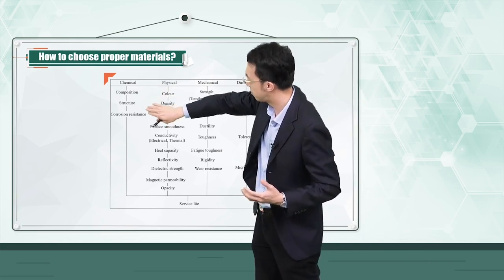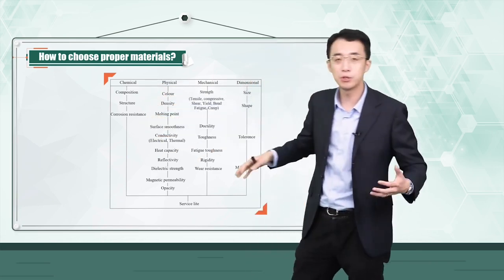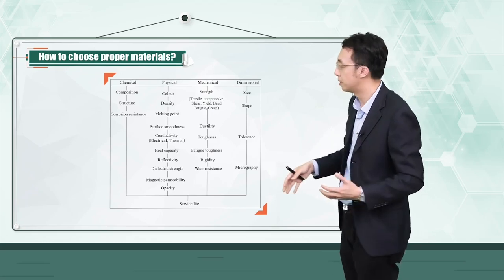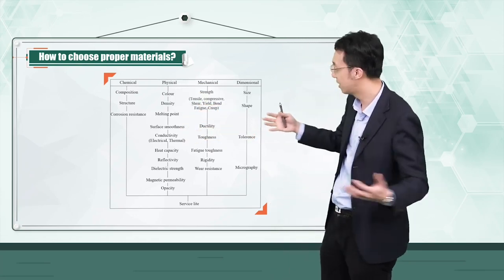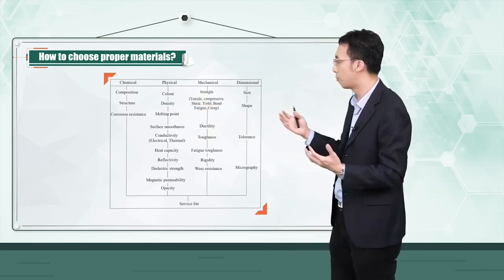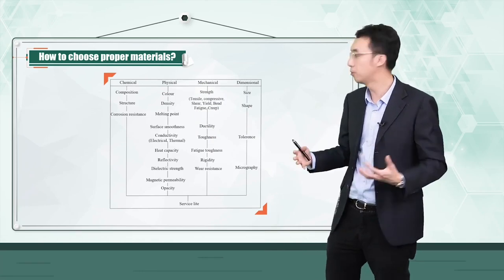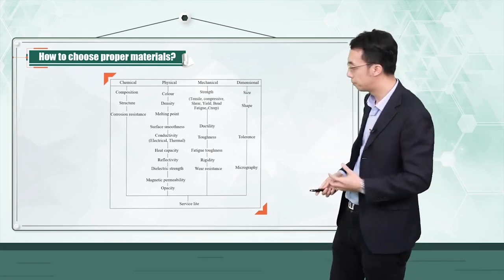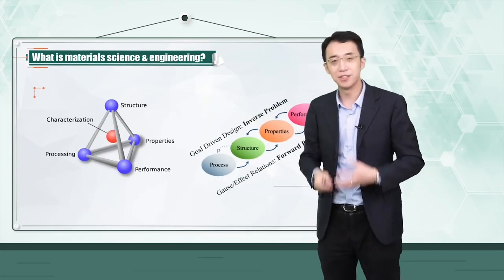Okay, so how to choose materials? Materials have a lot of properties, and for a particular application, you really need to consider the combination or the comprehensive properties. For example, you may need to consider the chemical properties, such as its composition, its structure, its corrosion resistance, and you also need to consider the physical properties, for example, color, density, melting point, and things like that. And you may also need to consider its mechanical properties, for example, how strong the material is, how ductile the material is, and you also need to consider the dimension, so how big you can make this particular material.